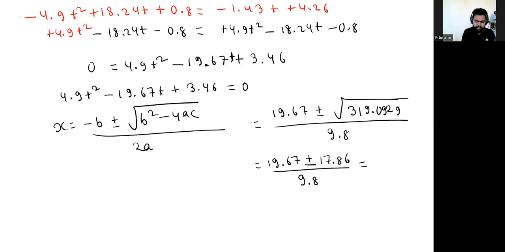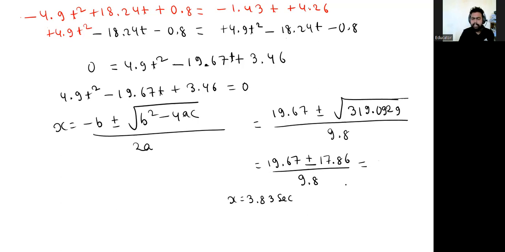So now I could write 19.67 plus 17.86. Okay, now let us divide this by 9.8. So I'm getting from here the first value of x is 3.8. And what is this? This is my time taken by the blocker to block the ball. Okay, so 3.8 seconds, 3 seconds I could write. This is the first value I'm getting. This is not my answer.